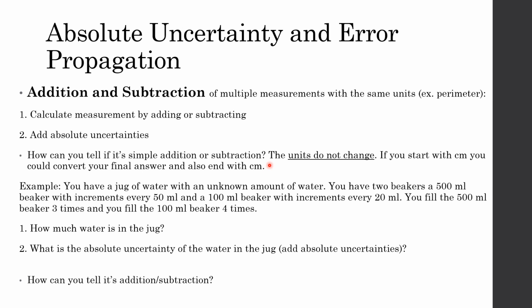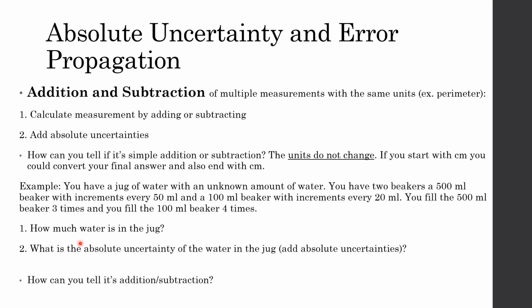Okay? An example would be, say you have a jug of water with an unknown amount of water, and you have two beakers. You have a 500 milliliter beaker with increments every 50 milliliters and a 100 milliliter beaker with increments every 20 milliliters. So you fill up the 500 milliliter beaker 3 times and you fill up the 100 milliliter beaker 4 times. Okay, so step 1 is figuring out what your measurement is by adding or subtracting.